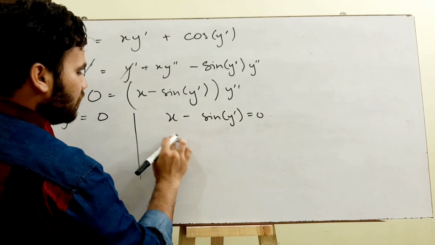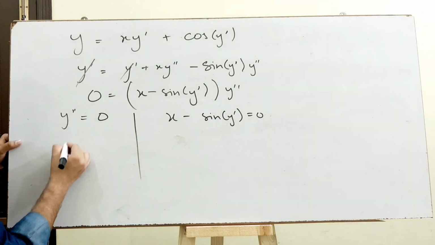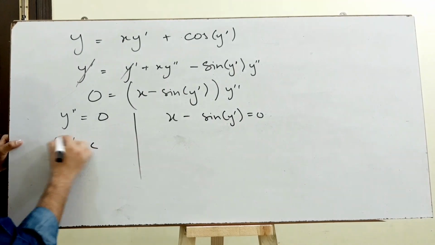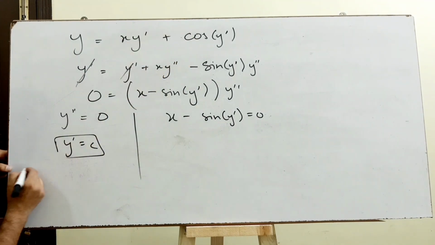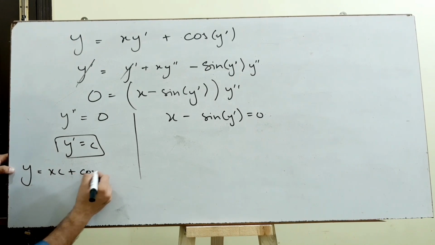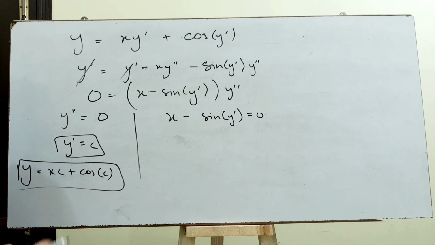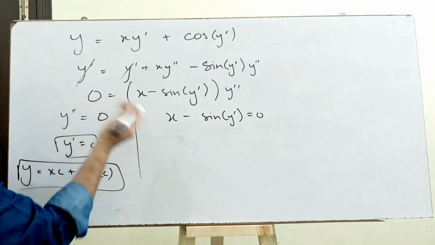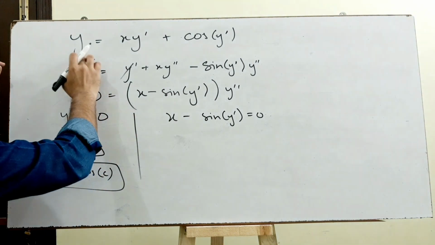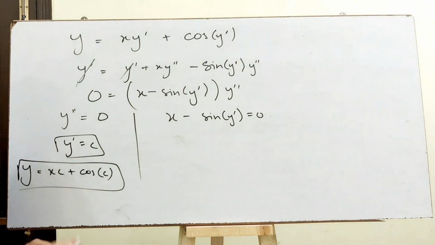From both cases we will try to find out what y prime is. Here y prime equals c, then the general solution for this one is y equals xc plus cosine of c. You can see that this is nothing but a family of straight lines. It is no coincidence that the general solution of Clairaut is always just straight lines.